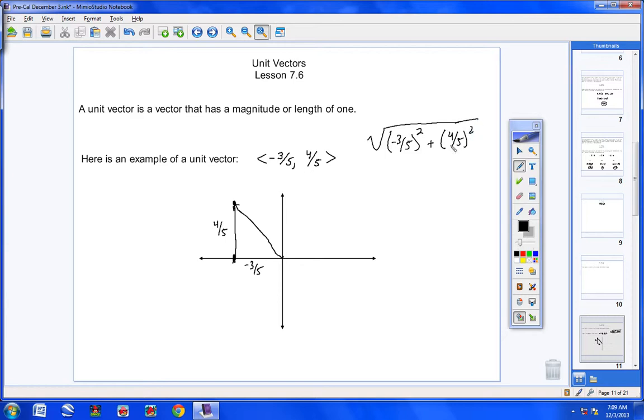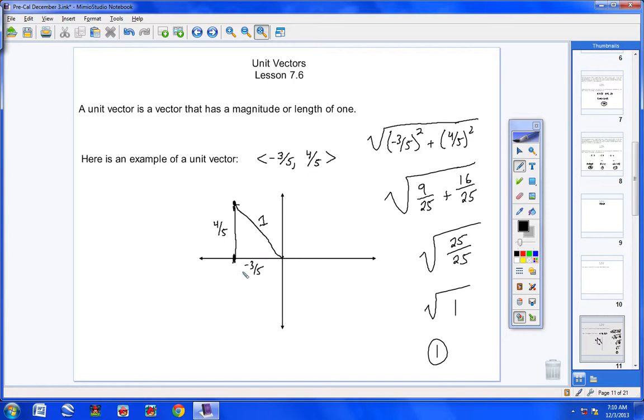Now if you do that correctly, you will come out with 9/25 plus 16/25. And if you add those two fractions together, you will get 25 over 25, and of course 25 over 25 is 1, and the square root of 1 is 1. So this hypotenuse right here, or the magnitude, or the length, whatever you want to call it, is 1. And that's how I know this is a unit vector. Okay? Pretty cool. So a unit vector is just a vector that has a magnitude or a length of 1.